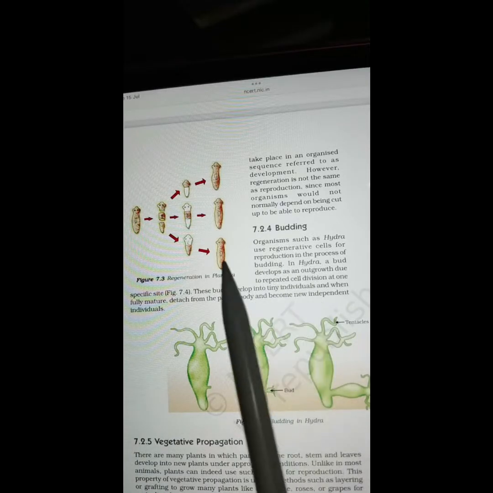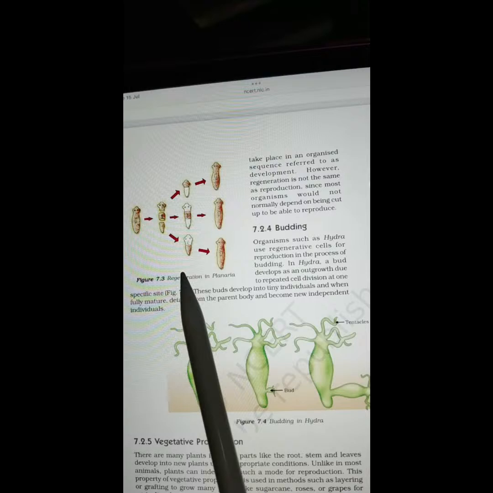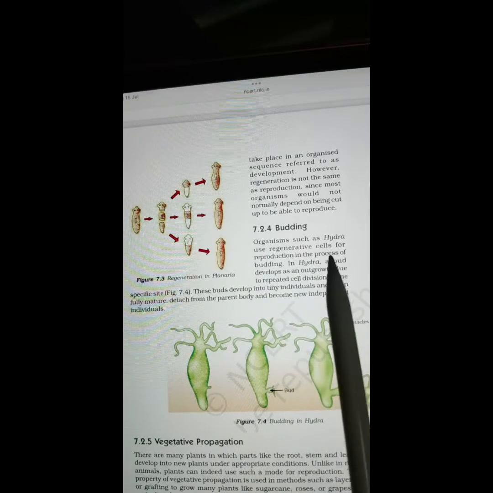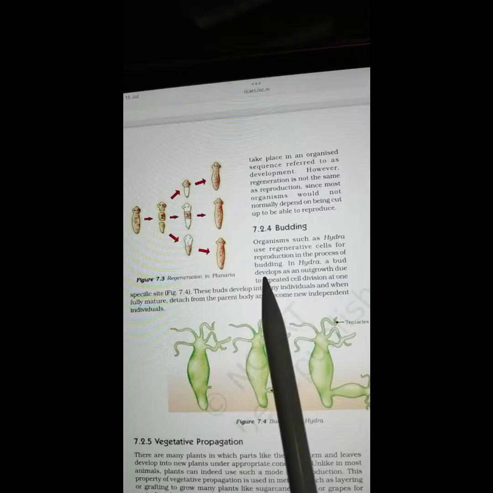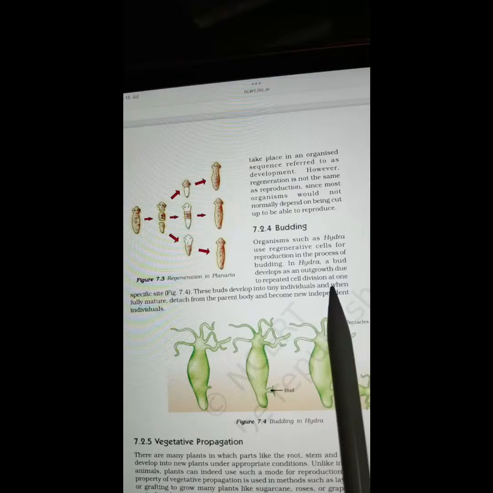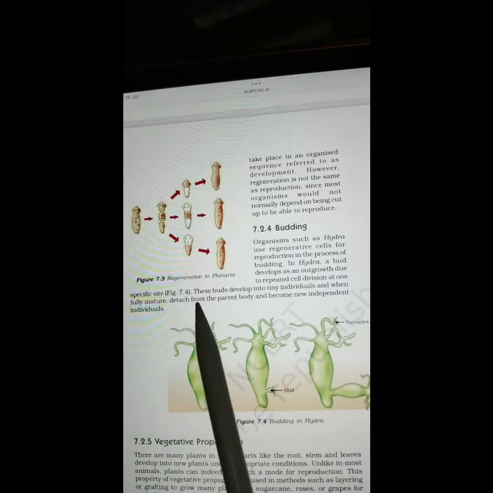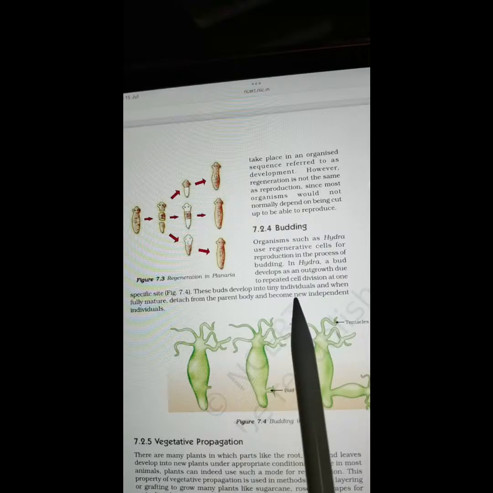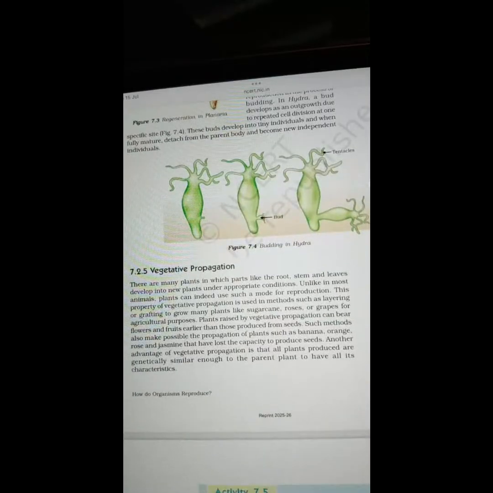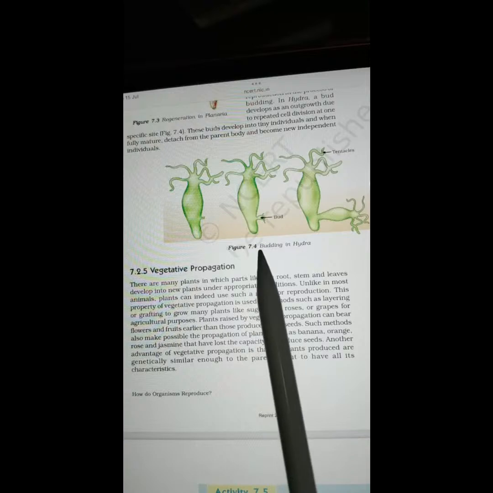7.2.4 Budding. All the diagrams, for example, this one given for Planaria showing regeneration, are to be prepared. Organisms such as Hydra use regenerative cells for reproduction in the process of budding. In Hydra, a bud develops as an outgrowth due to repeated cell division at one specific site, figure 7.4. These buds develop into tiny individuals and, when fully mature, detach from the parent body and become new independent individuals. So the budding process has been shown to you in figure 7.4. All the diagrams should be practiced by drawing.